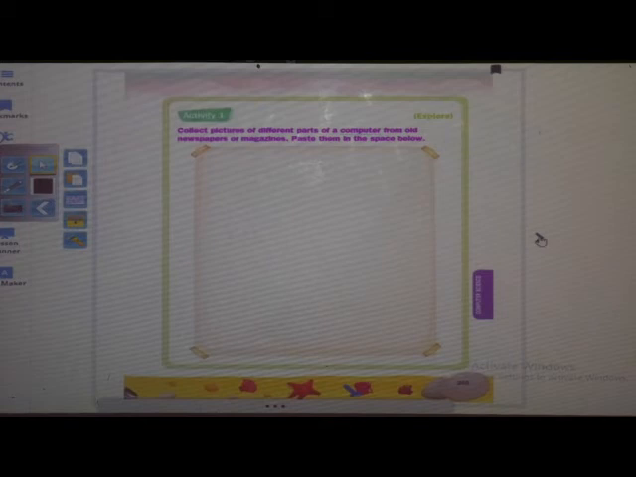Next, there is activity. What you have to do here is collect pictures of different parts of a computer from old newspapers or magazines and paste them in the space below. You can see here a big box, space is there. From an old newspaper or a magazine, you have to cut the pictures of computer, that is different parts of computer. If you get different parts, it's well and good. You have to paste it here. Okay, this will be your homework.